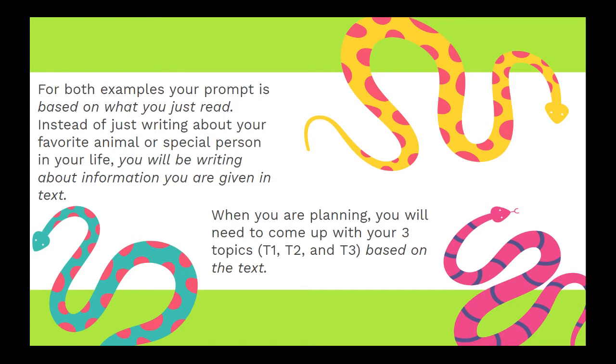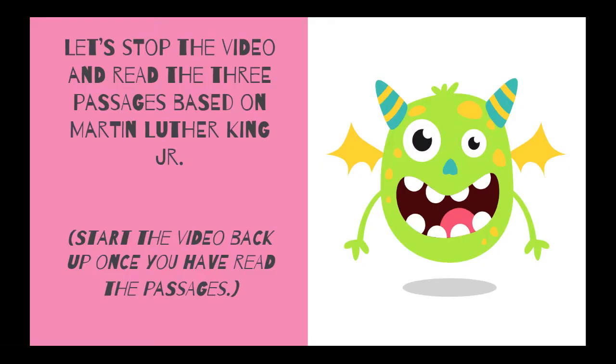When you're planning, you will need to come up with your 3 topics, your T1, your T2, and your T3, based on the text. So now we're going to stop the video and we're going to read the 3 passages based on the Martin Luther King Jr. text set. Once you're finished reading all 3 passages, then we'll start the video back up and we'll continue on with the lesson.